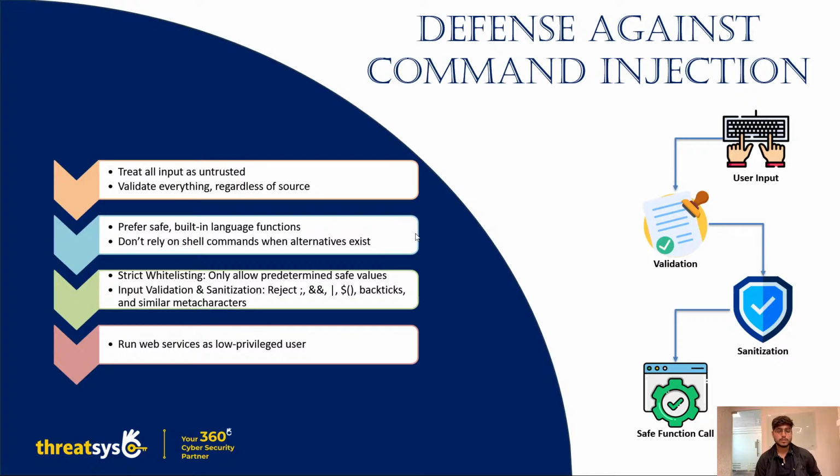Number one, the basic thing is input validation and sanitization. Never trust user input. Validate what is allowed, whether it's character, format, length, or type. If the application expects an IP address, only allow digits and dots, not arbitrary characters. Use safe APIs and parameterized functions. Instead of sending user input directly to system commands, use secure libraries or APIs that don't allow command chaining. Also, avoid functions like system, exec, shell exec, or similar unsafe wrappers unless absolutely required.